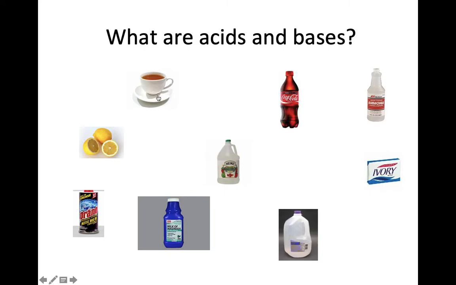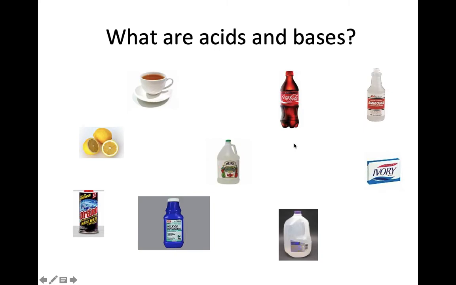So, coffee, tea, acid or base? It is an acid. Lemons, acid. Drano, base. Milk of magnesia, base. It's an antacid, anti-acid. I'll learn about that in a little bit. Vinegar, acid, acetic acid.